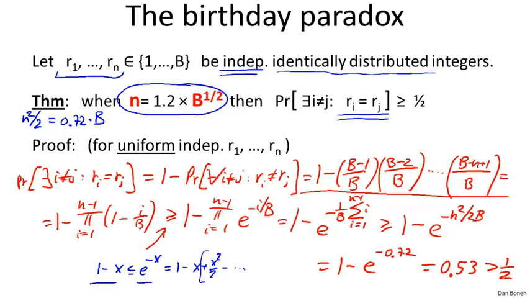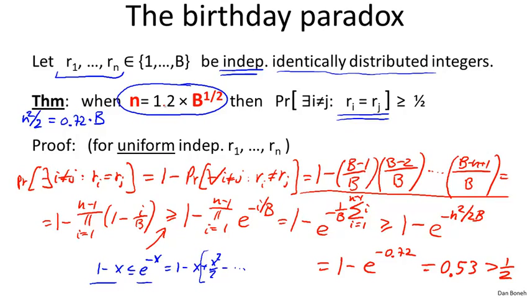So this proves the birthday paradox, and you notice it was crucial to assume that the samples are independent of one another. We only proved it for the uniform distribution, but as I said, it's actually fairly easy to argue that any distribution that's away from the uniform distribution will satisfy this with an even lower bound. So if you have 1.2 square root of b samples, the theorem will certainly hold for non-uniform distributions.